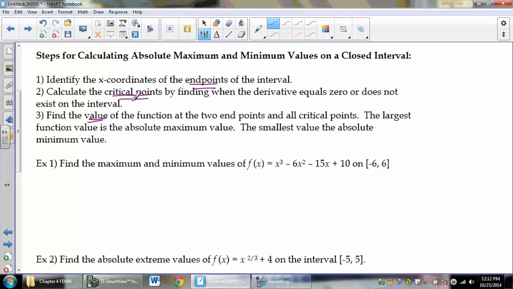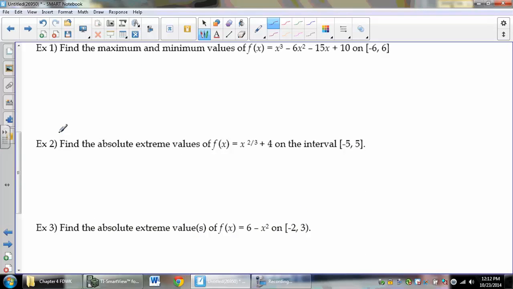So if you want to calculate these yourself, step 1 is identify the x-coordinates of the endpoints. Step 2, find the x-coordinates of the critical points. Then find the value of the function at all those points that you identified in part 1 and part 2. So find the maximum and the minimum values of, let's say, this cubic on negative 6 to 6.